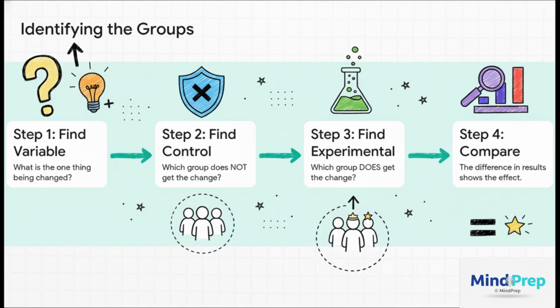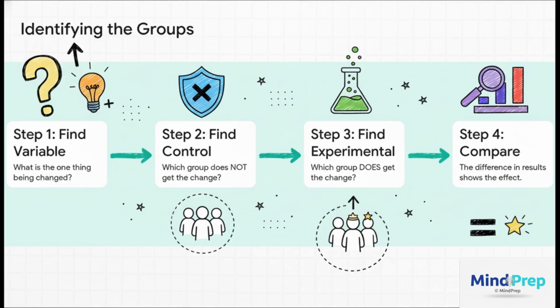Step 1, just find the one thing being tested. Ask yourself, what's the one thing that's different? That's your variable. Step 2, now find the group that doesn't get that change. And boom, that's your control group. Step 3, find the group that does get the change. You've got it. That's your experimental group.